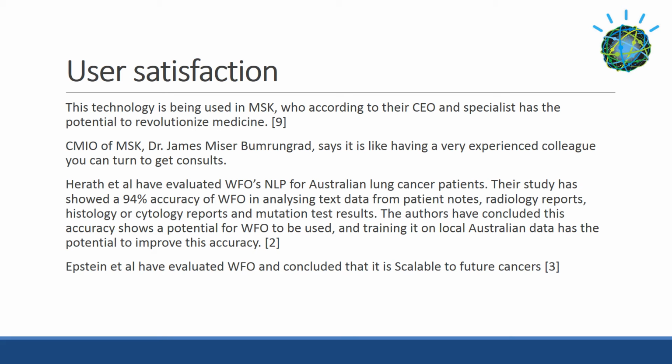They did train Watson using doctors' patient notes, radiology reports, histology, and cytology reports. But they also conclude that if we were to train Watson on local Australian data, this accuracy can improve. Other studies have also showed that Watson for Oncology is capable of being trained for new cancers.